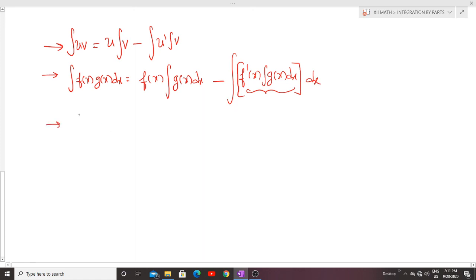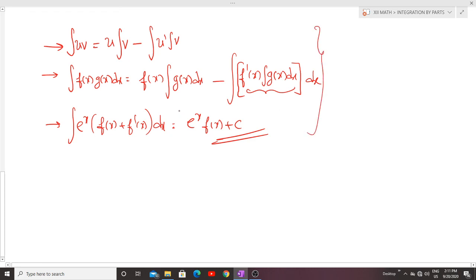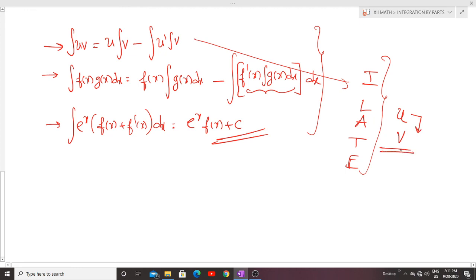Okay, and also one more formula, which is integration of e power x into f of x plus f dash of x, is very simple. Here you don't need to apply by parts. The formula for this is e power x into f of x plus c. These three formulas you learnt very clearly in today's video. Try to understand. And also while applying by parts, you should apply the ILATE priority. In this order only you should take: which is coming first is u, the next one is v. In priority-wise order you should take. First priority is given to u, the next one to v.